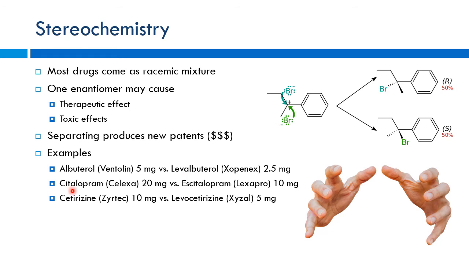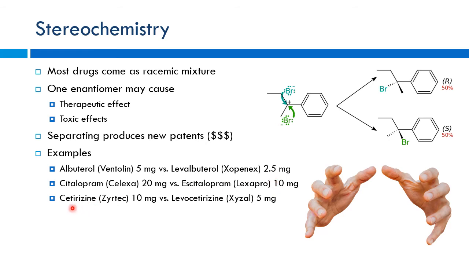Another good example is citalopram or Celexa. Anyone know what we use that for? Yeah, it's an antidepressant. We actually use it for lots of other things, but depression is the primary use. But we have escitalopram we can give, or Lexapro. Notice here, 20 milligrams of citalopram equals 10 milligrams of escitalopram, right? Because we're only giving the active enantiomer in those cases.